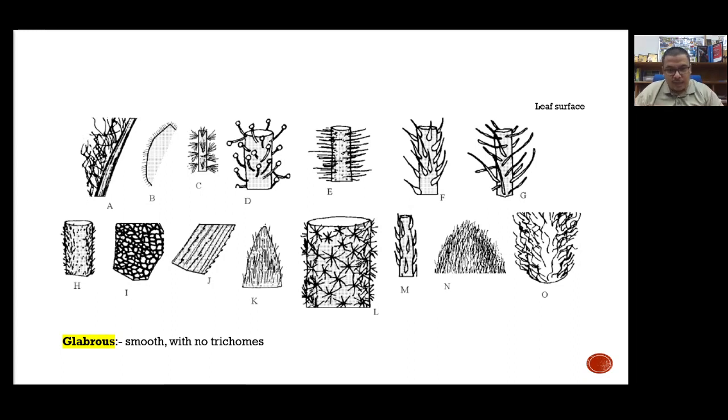Oh, before I forget, glabrous means smooth or without trichomes. Trichomes is another word for hairs.